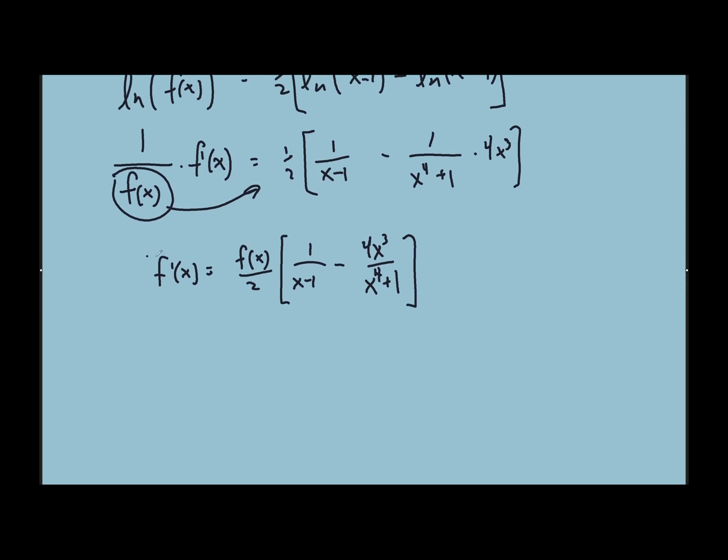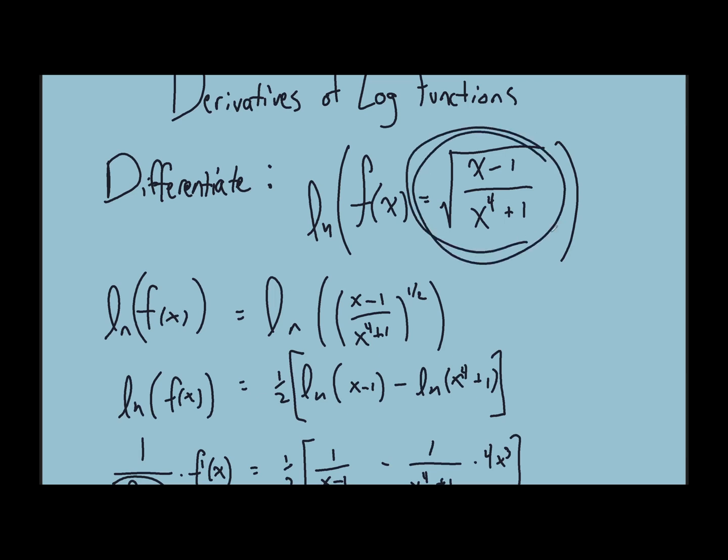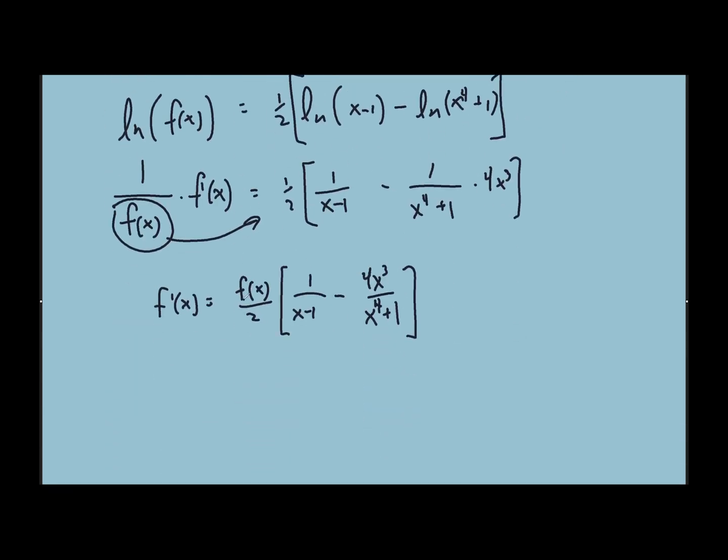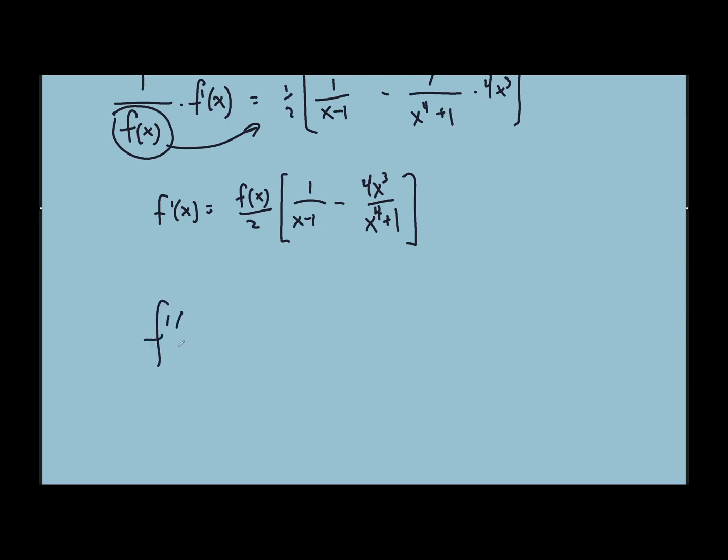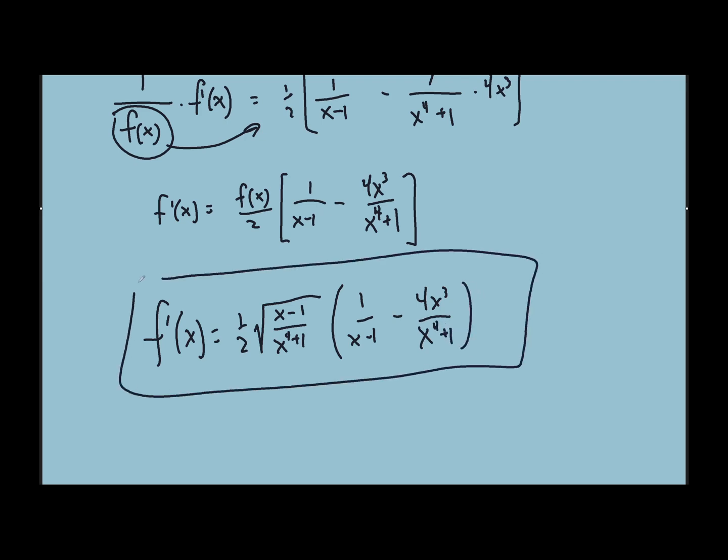And then I guess what we need to do now is put f of x back in. And we know what it is because we started the problem with it. F of x is this square root function here that we began with. So I think f prime of x is going to equal 1/2 times the square root of x minus 1 over x to the fourth plus 1 times this quantity over here, 1 over x minus 1 minus 4x cubed over x to the fourth plus 1. And that is the right answer.